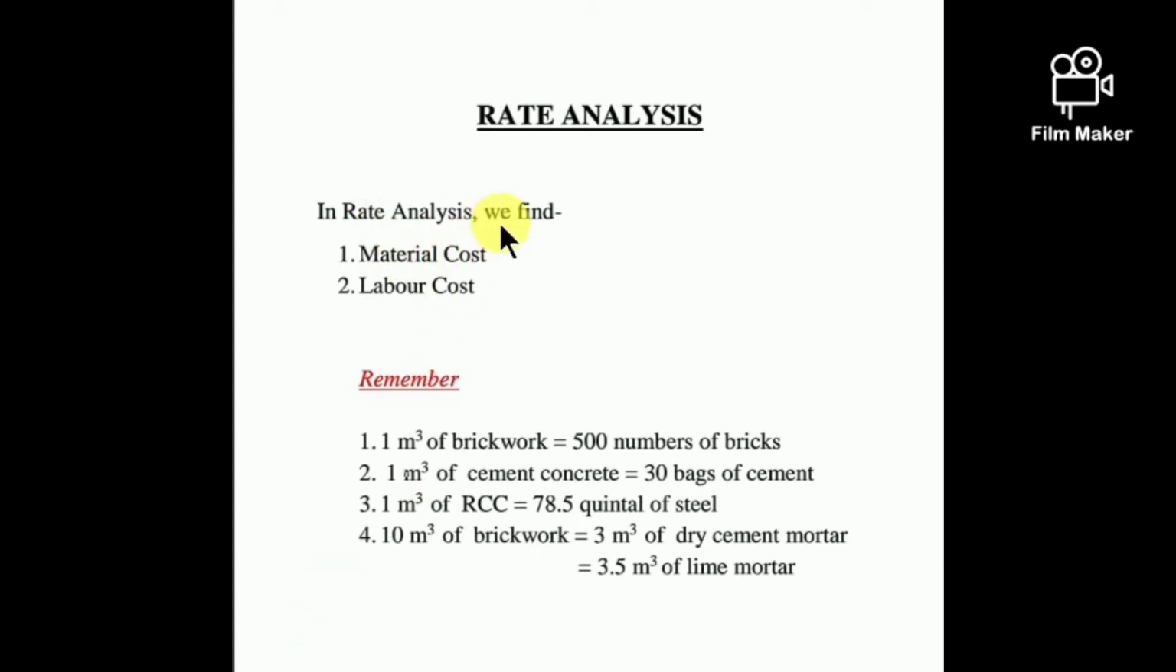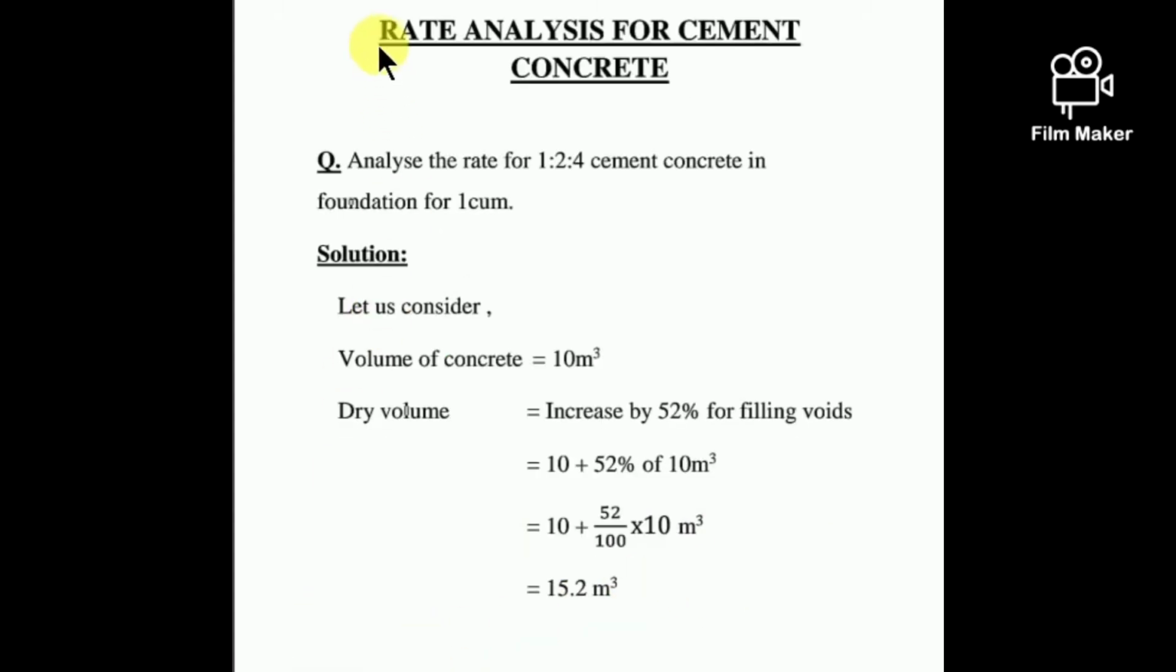In rate analysis, we find two things, the material cost and the labor cost. Now there are some important points which we should remember. First is, in 1 meter cube of brickwork, we have 500 numbers of bricks. In 1 meter cube of cement concrete, we have 30 bags of cement. In 1 meter cube of RCC, we have 78.5 quintal of steel. In 10 meter cube of brickwork, we have 3 meter cube of dry cement mortar and 3.5 meter cube of lime mortar. Now let's go on to the main topic, the rate analysis for cement concrete.